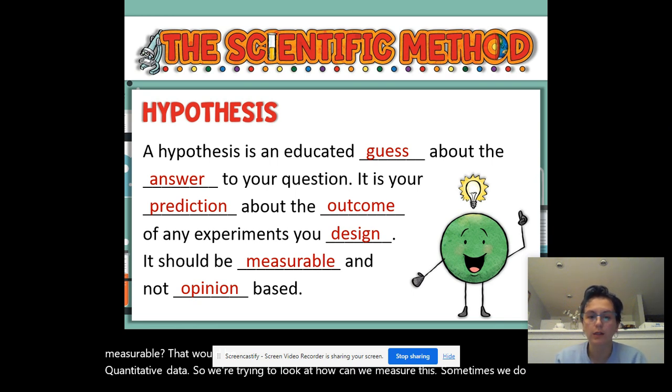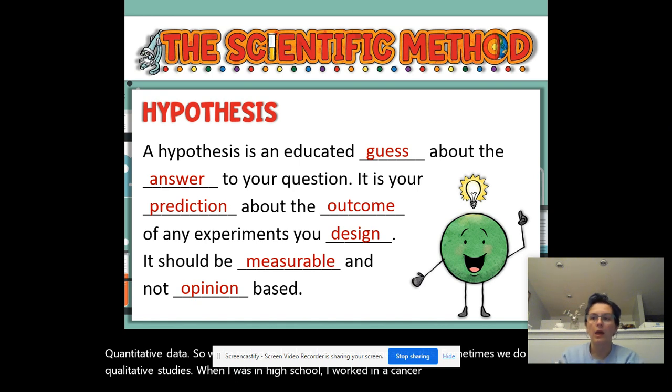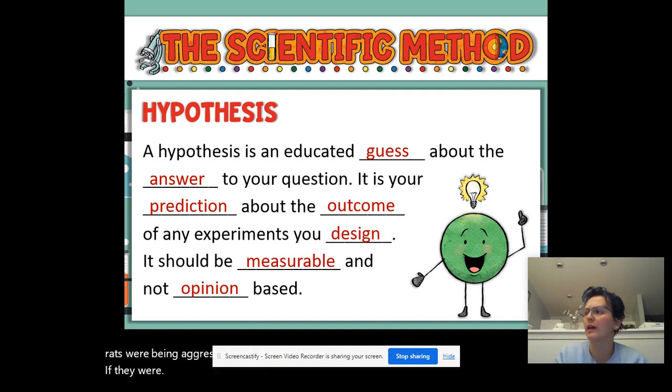Sometimes we do have qualitative studies. When I was in high school, I worked in a cancer research lab, and I had a qualitative study looking at behaviors of different types of rats that were being cured for cancer. Okay, so that behavior is qualitative, but it was still measurable. I could see if the rats were being aggressive, if they were sleepy, if they were hungrier, anything like that. So we need to make sure that we can measure something and it's not opinion based. All right.